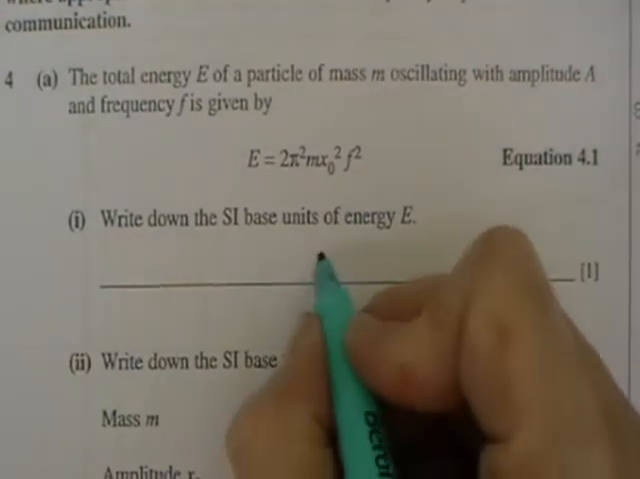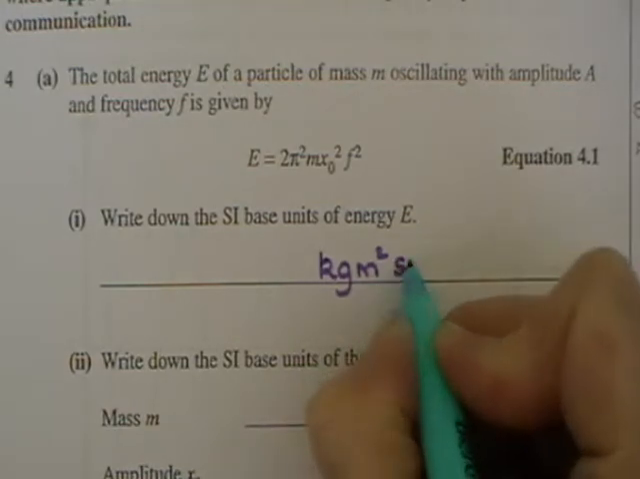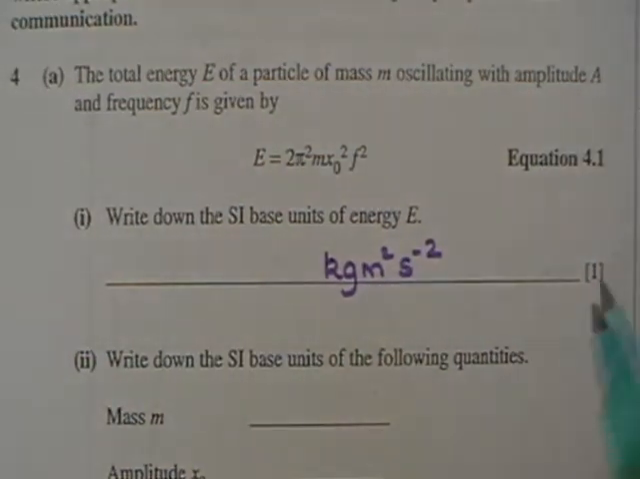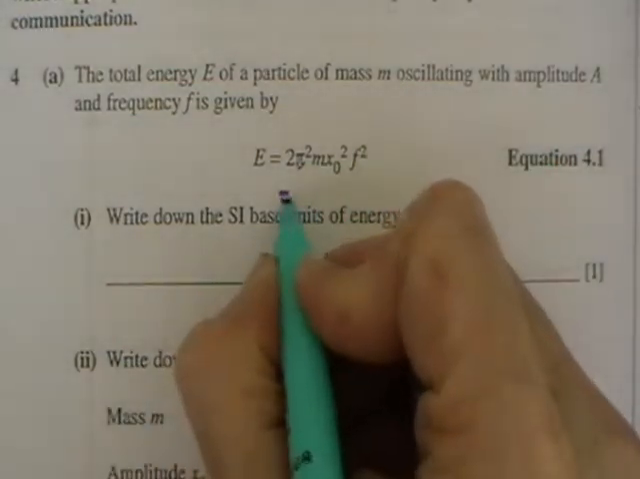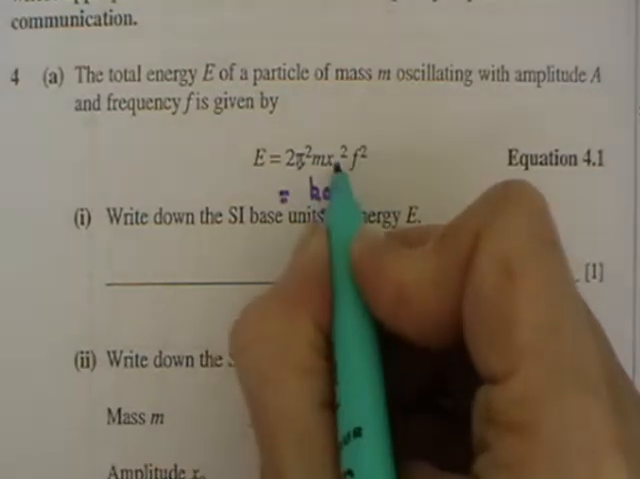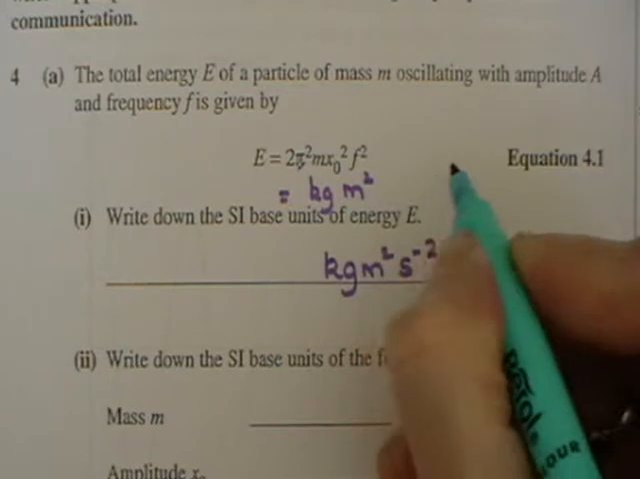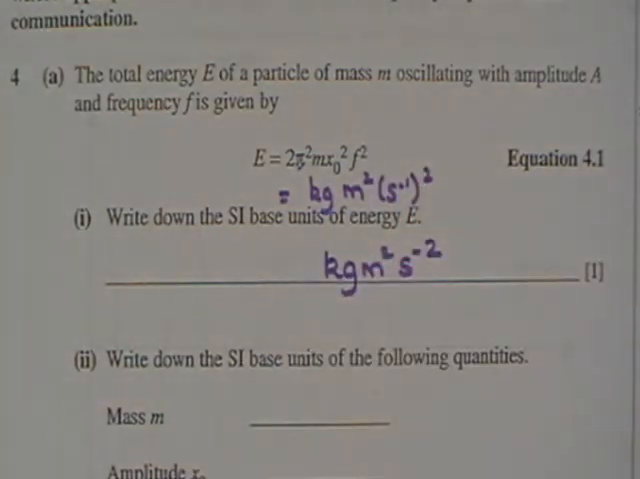So energy E is kg m squared s to the minus 2. We'll just check that actually. So that's equal to kg. x naught is an amplitude, which is meters squared, and f is in seconds to the minus 1, and it's squared, so that's s to the minus 2.